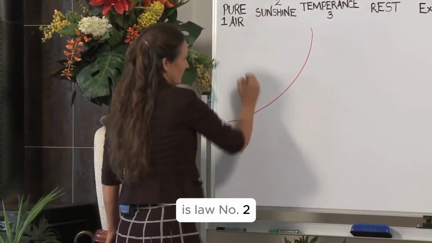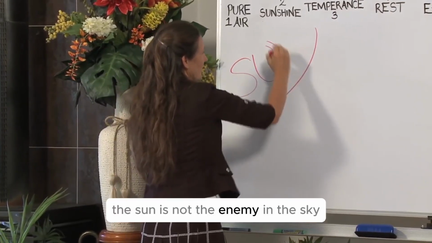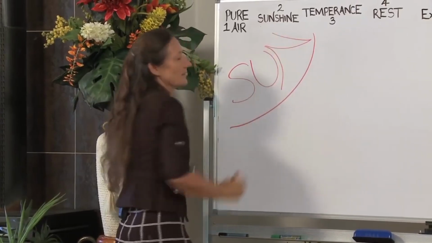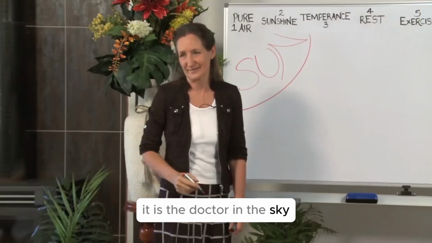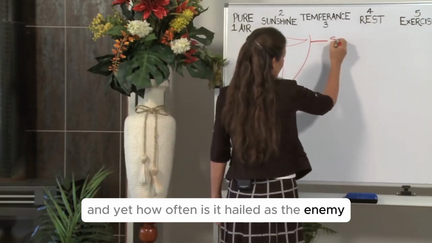Sunshine is law number 2. The sun is not the enemy in the sky, it is the doctor in the sky. And yet how often is it hailed as the enemy?